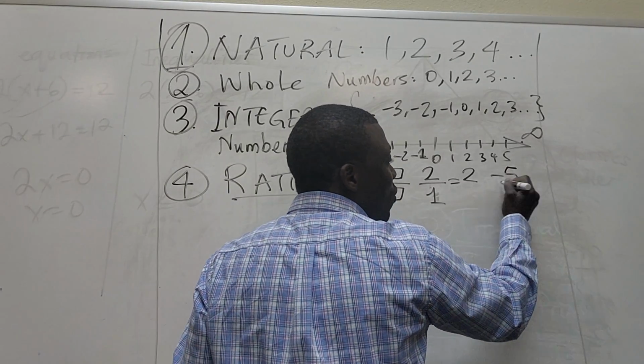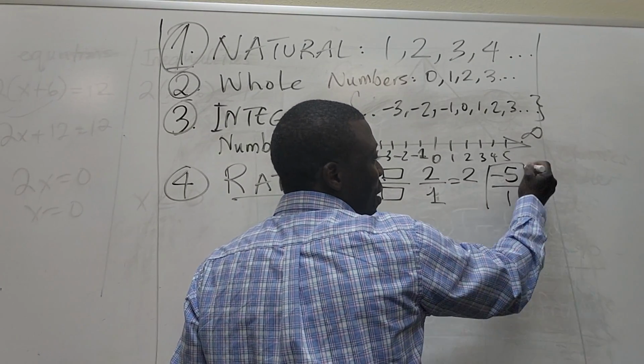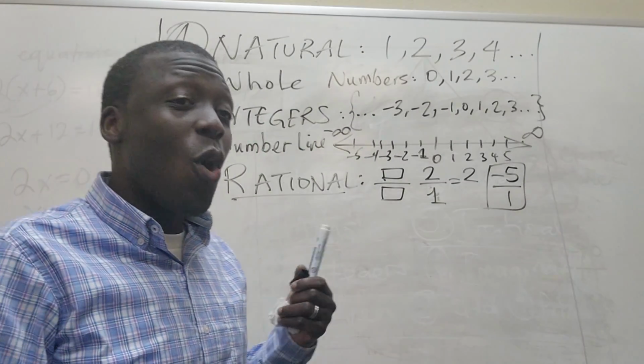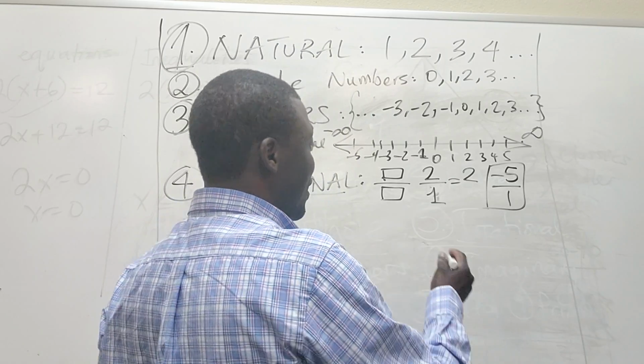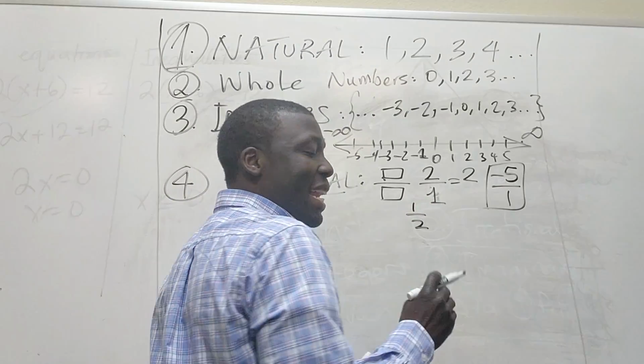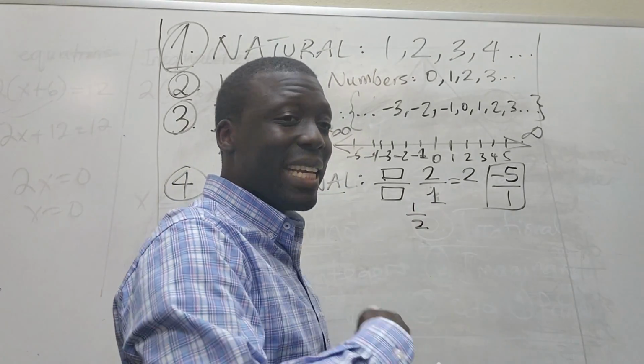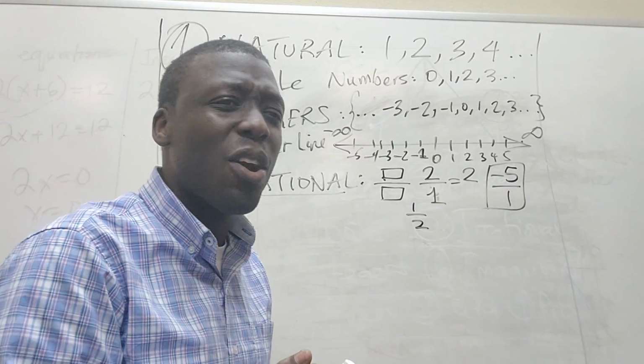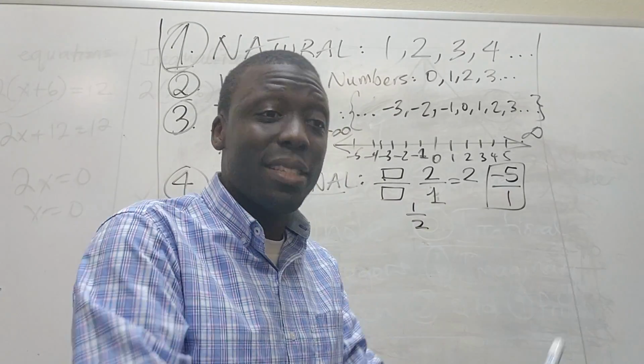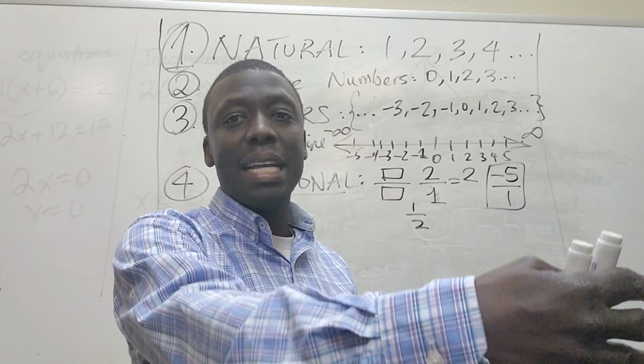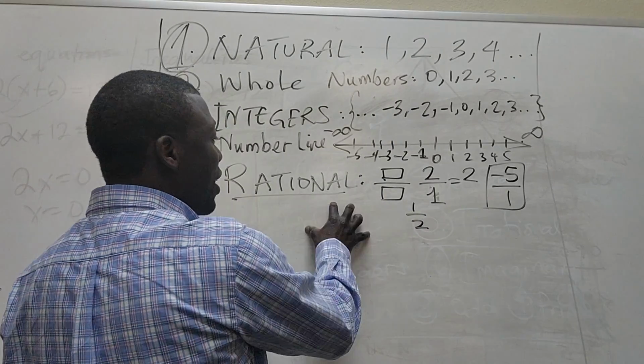Negative 5 over 1 is a rational number because you can write it as a fraction. 1 over 2 is a rational number because it's a fraction. Anything that you can write as a fraction, if it has an end, it's a rational number. Think of rational like it makes sense, right? Rational, it makes sense. Okay, so that's rational numbers.